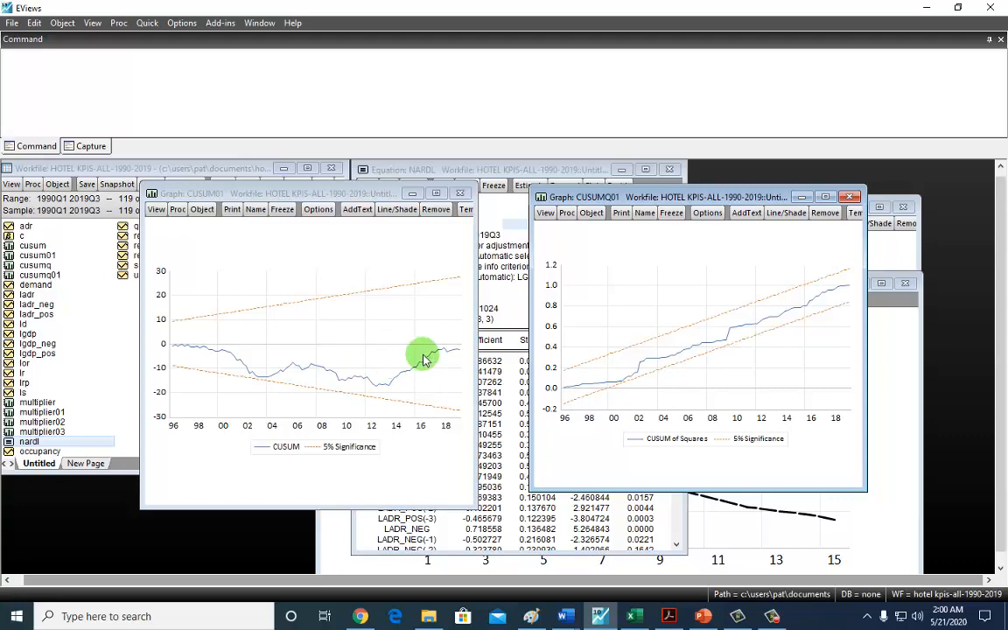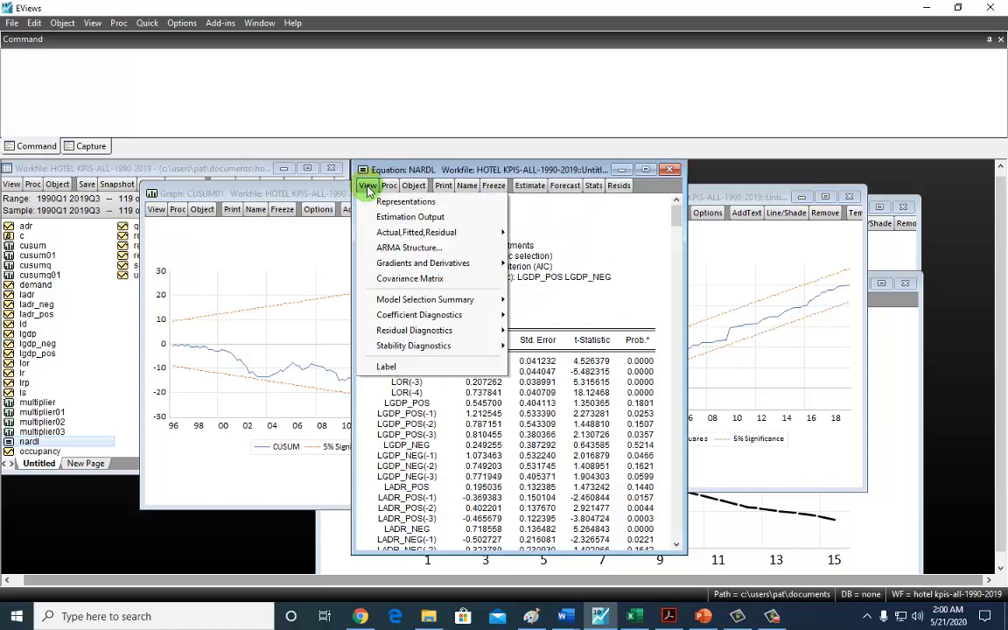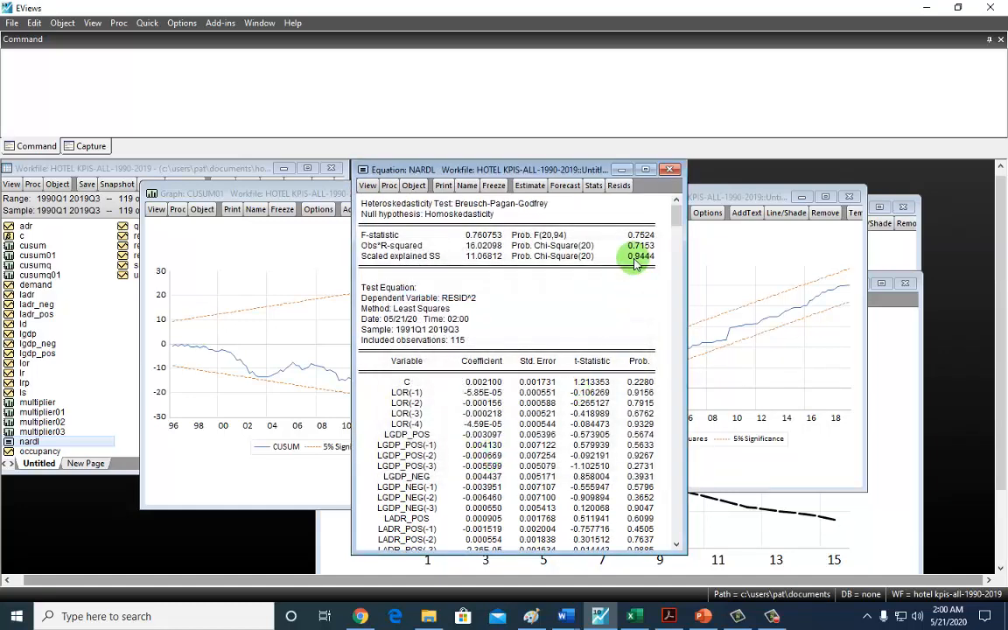Also, you could go back out here, click on view, do a couple of residual tests, go to residual diagnostics, perhaps click on heteroscedasticity, and OK. And you can see here that regardless of which statistic you look at, the F statistic right here, the p-value to it is well above 5%. So that tells us that we cannot reject the null hypothesis of homoscedasticity.